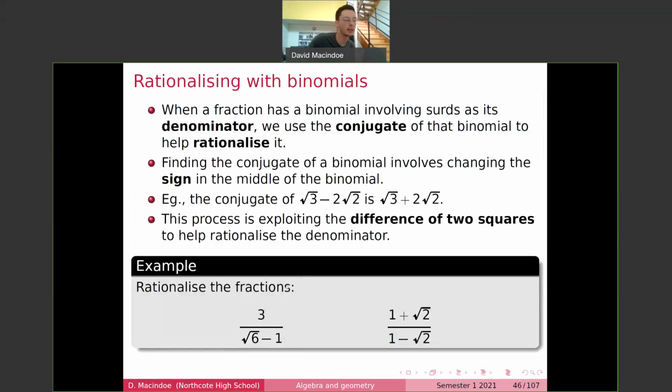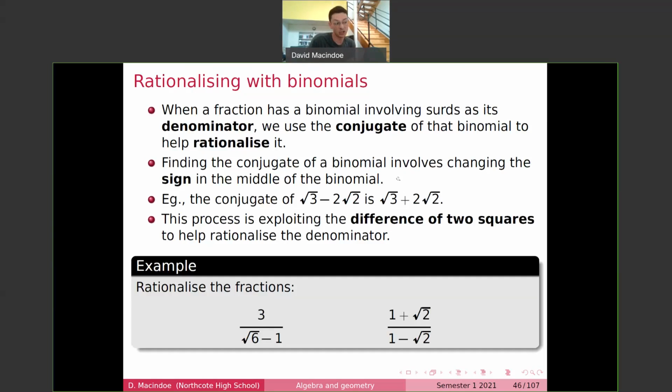Now, it gets a bit more complicated if you've got a binomial on the bottom. So something like this, root 6 take 1 is your denominator. And what we've got to use is something called the conjugate of that binomial. If you think back to that difference of two squares, that always involves every part of that binomial being squared. So we'll get rid of any surds. The way the conjugate works is you just change the sign in the middle of the binomial. And that way, when you're multiplying those things together, you're going to get a difference of two squares. And on the bottom, the surds will disappear, which is exactly what we want.